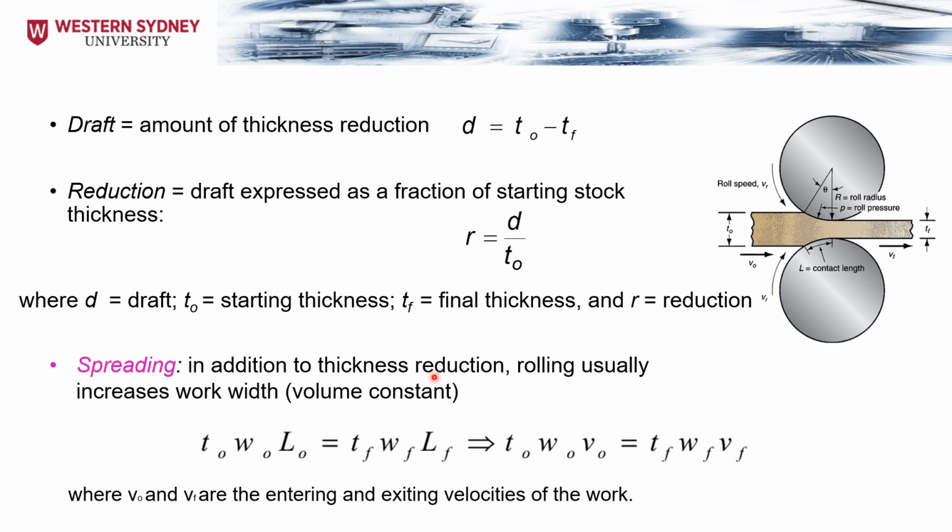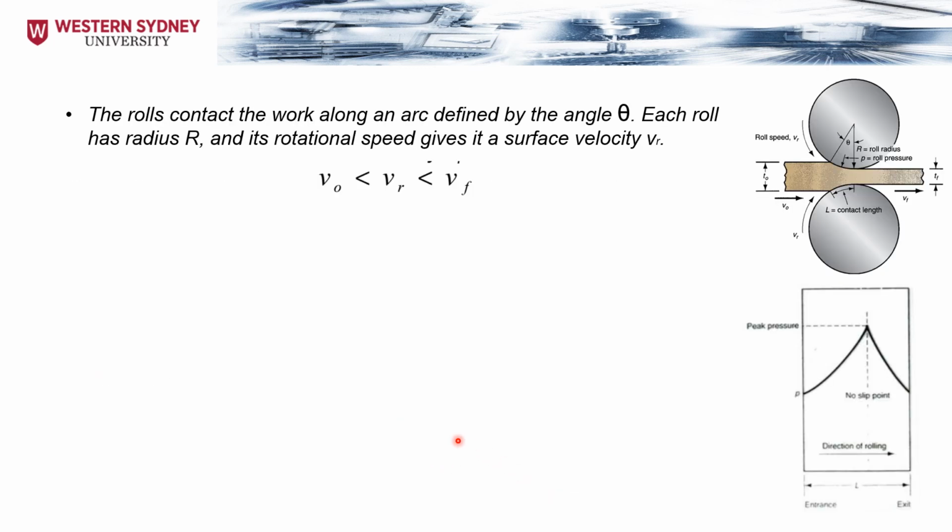Now, spreading. In addition to the thickness reduction, rolling usually increases the work width. Because the volume is constant, the original thickness multiplied by the original width multiplied by the original length is equal to the final thickness multiplied by the final width multiplied by the final length. So if I know the original thickness, the final thickness, and the final width, I can find the final length of the work part.